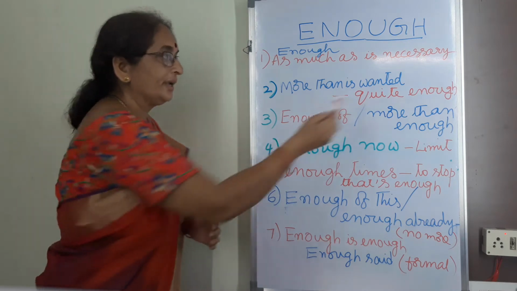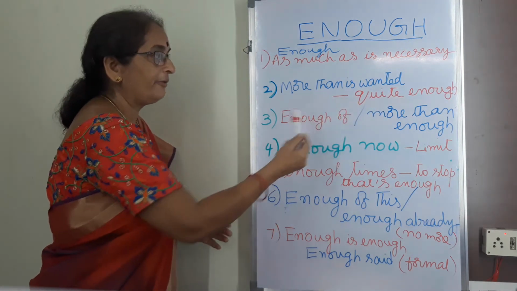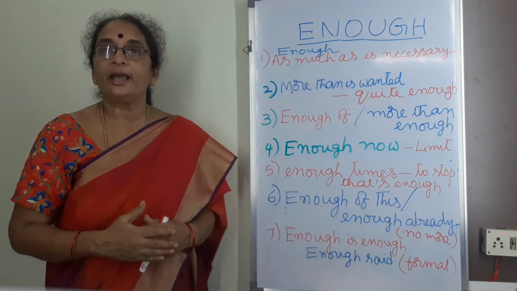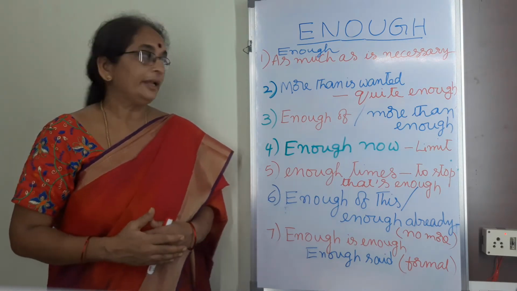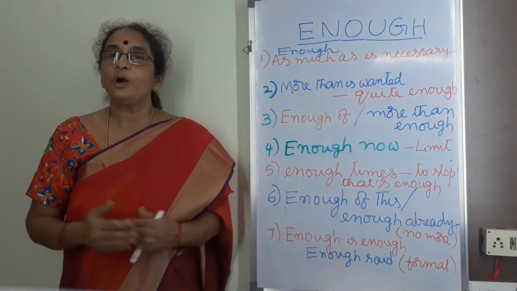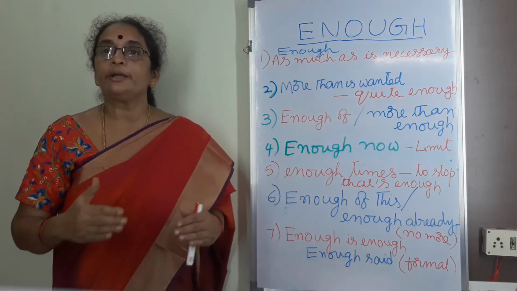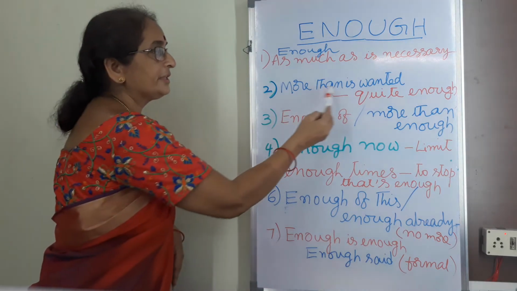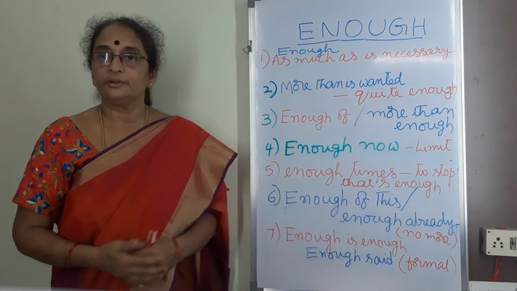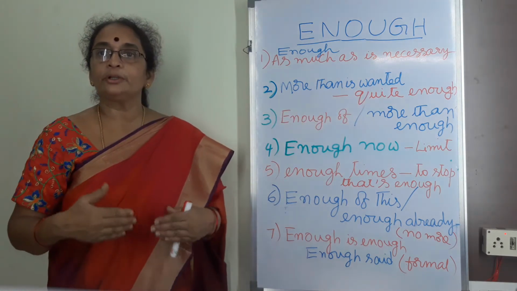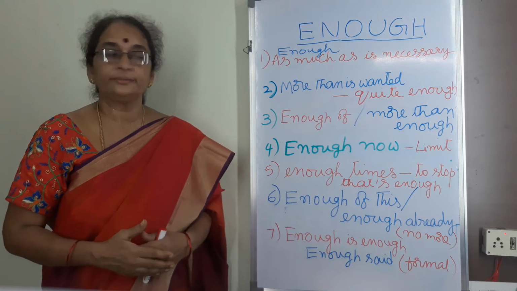Quite enough. Enough of. More than enough. These three usages have a similar meaning. When you say quite enough, the topics for the seminar are chosen by your organizer or coordinator. The topics for the seminar are quite enough. It means more than is wanted. They are more than the required topics.